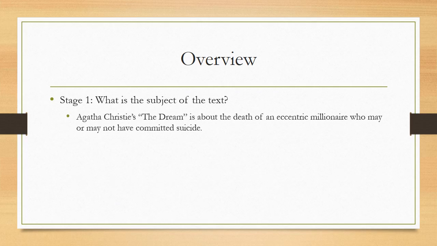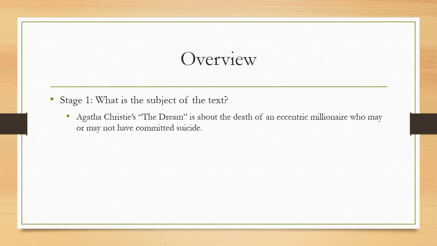Stage 1 is, what is the subject of a text? I'm going to divide this into 2 stages because that's how Adler does it, but I'm paraphrasing in my own words the difference between stage 1 and stage 2. So stage 1 is the subject matter. Stage 2 is the meaning or the message.